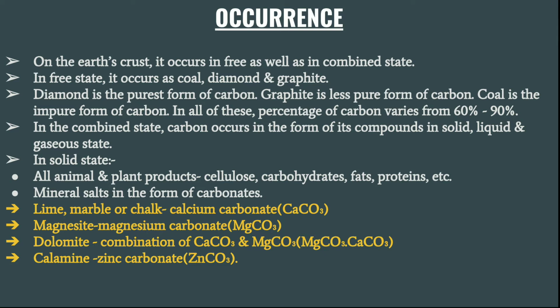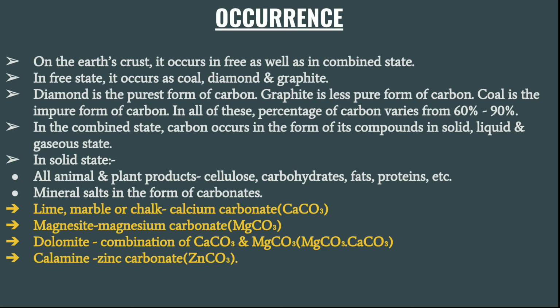In the combined state, carbon occurs in the form of compounds in solids, liquids, and even in gases. In the gaseous state, it is found as carbon dioxide. In the solid state, all animal and plant products are made up of carbon, like cellulose, carbohydrates, fats and proteins. Then there are mineral salts in the form of carbonates.